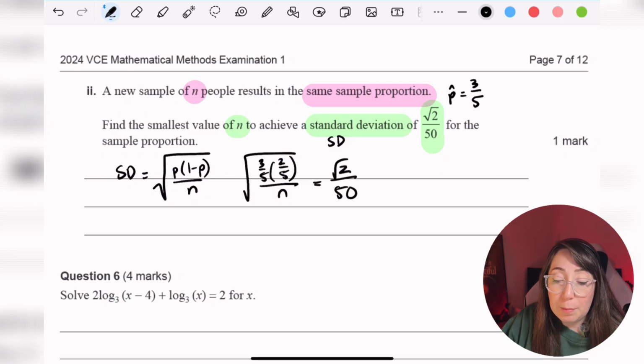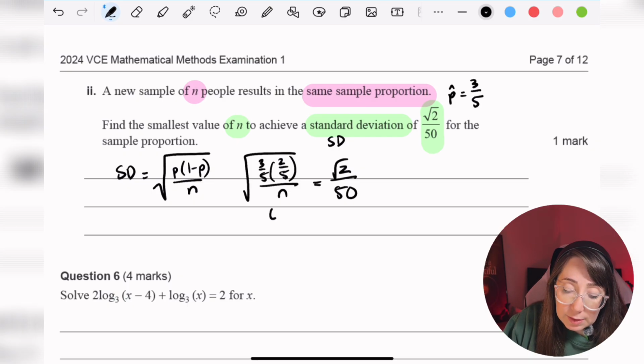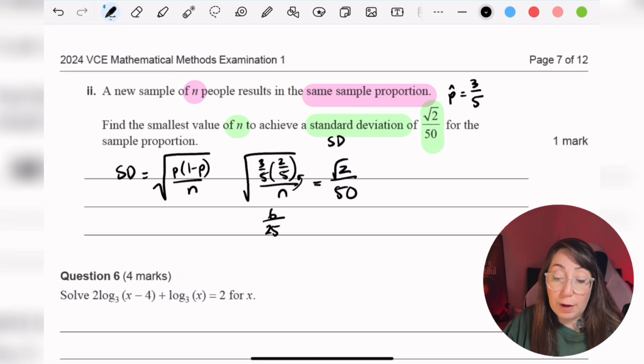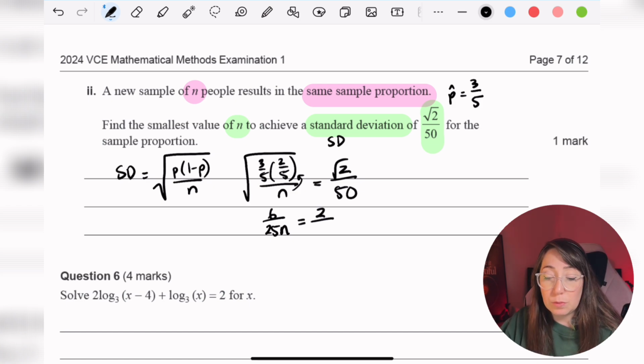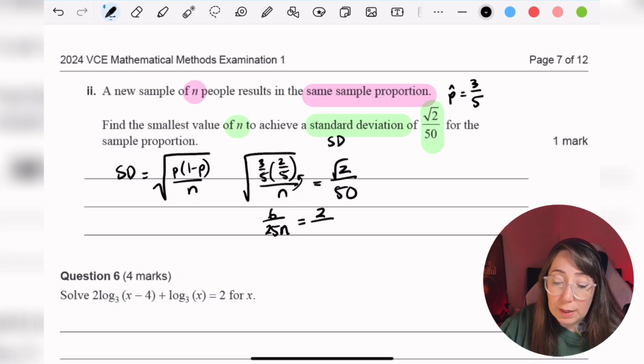From here, it's just really a bunch of algebra work. So the first thing I'm going to do is square both sides to get rid of the square root, and I'm going to simplify those fractions in there. So 3 times 2 is 6, over 25, and remember, when there's a fraction divided by a denominator, we just multiply it through, and then that will be 2. So I'm squaring that side as well, remember, and then 50 squared will be 2500.